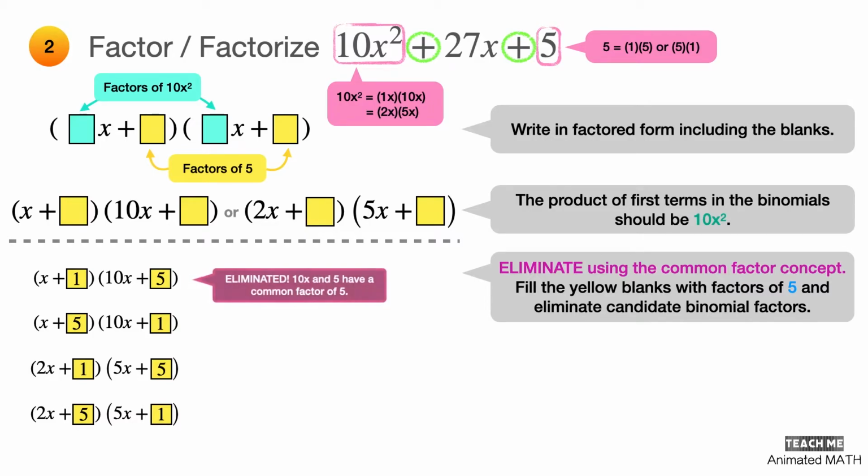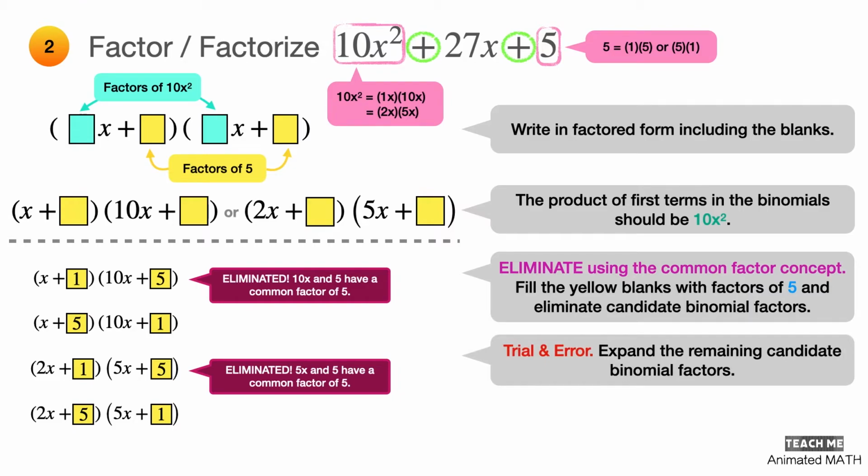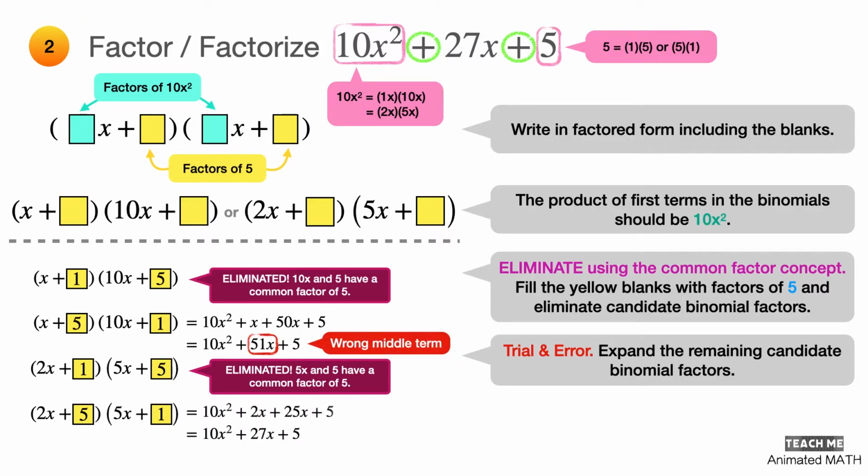The first candidate is eliminated because 10x and 5 have a common factor of 5. The third candidate is also eliminated because 5x and 5 have a common factor of 5. Use the trial and error method for the remaining two candidate factors. The product of the second candidate factors has a middle term of 51x. This is not what we are looking for. The product of the fourth candidate factors has a middle term of 27x, and we have found the factors of the trinomial. The final answer is 2x plus 5 times 5x plus 1.